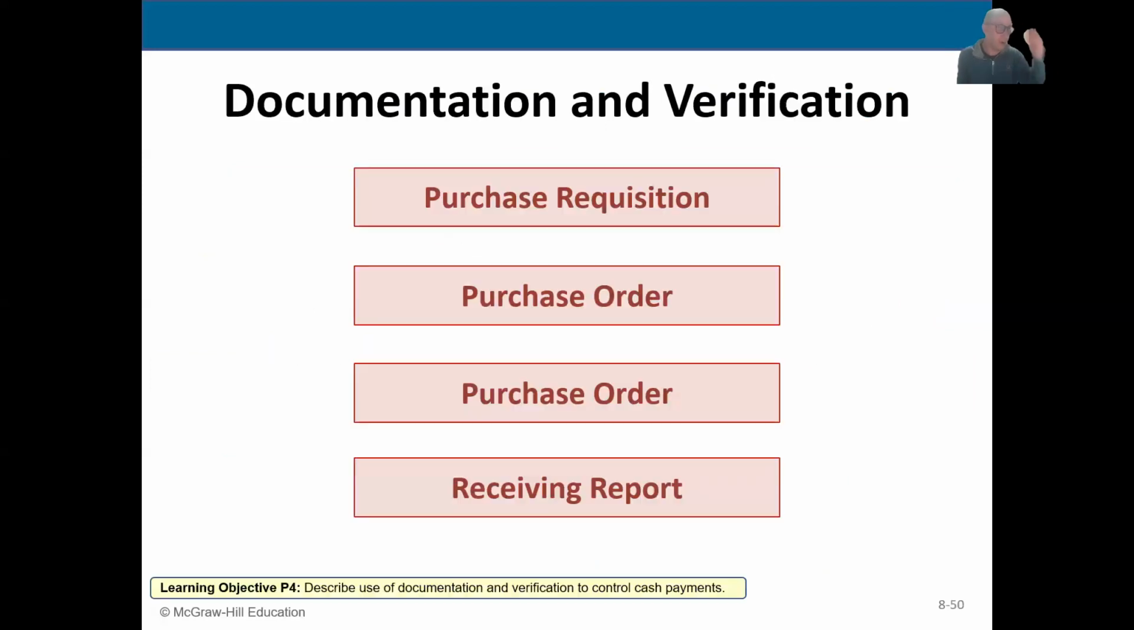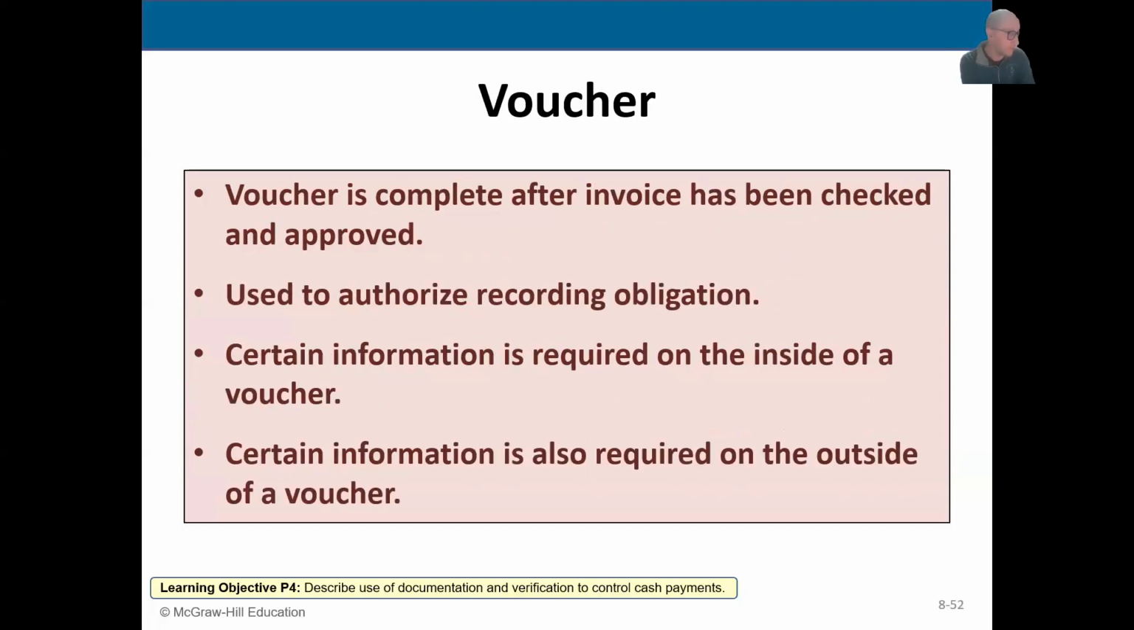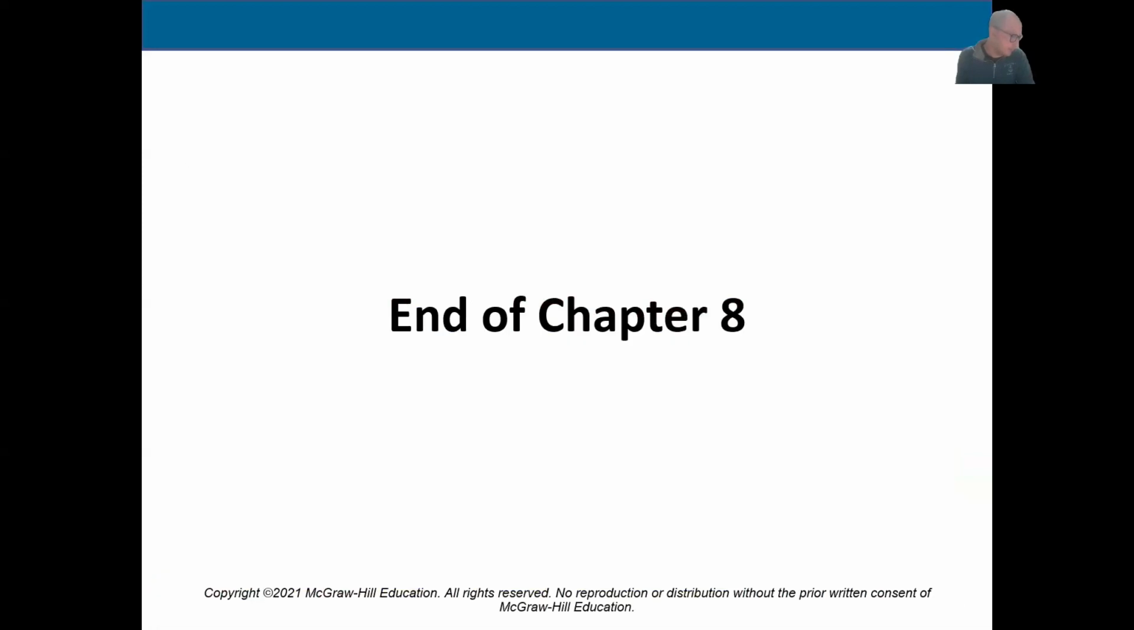And then the last few slides here have to do with documentation and verification. Remember, having a paper trail is really important, especially when it comes to receiving or sending cash. For invoice approval, this is usually a printed out check that involves a signature and a remittance. And of course, we talked about the voucher system. So just things to remember. Okay, we've reached the end of our discussion on cash, internal controls, and fraud.